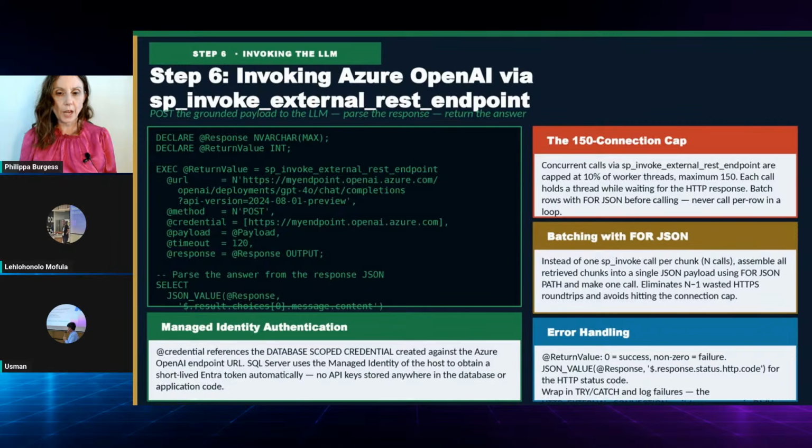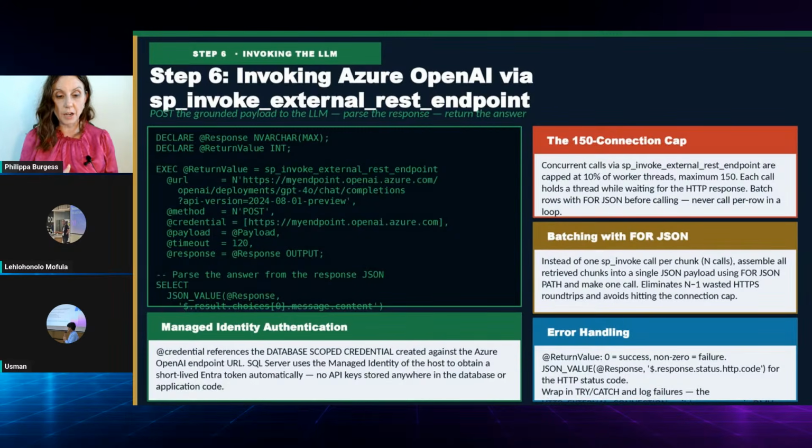So now we're invoking Azure OpenAI via sp_invoke_external_rest_endpoint. So we declare the response as nvarchar(max) and declare the return value as an integer. And then you're going to execute with the return value. So there's some sample code. And again, a lot of this layers on stuff we've seen in other sessions.